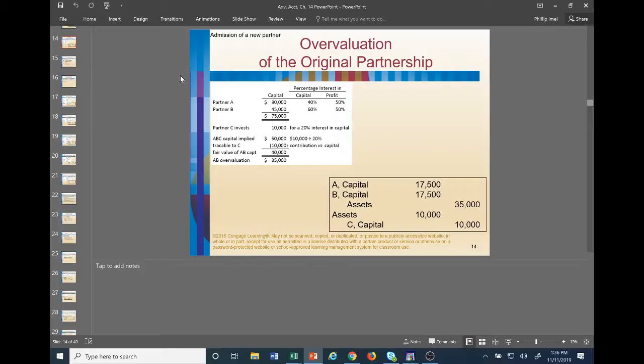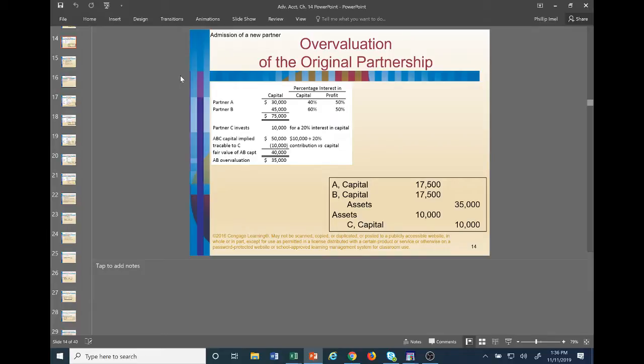For example, in the previous illustration, C invested $10,000 in return for a 20% interest in the new partnership's total capital. Therefore, the total capital of the new partnership may be interpreted from C's investment to be equal to $50,000. We get this by taking $10,000 and dividing it by 20%.